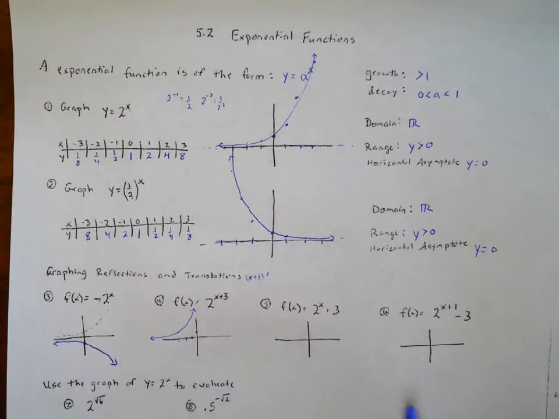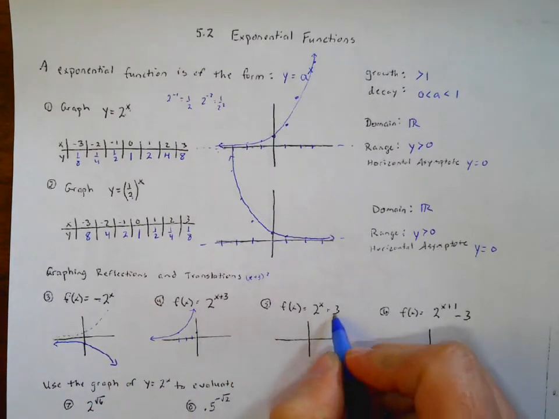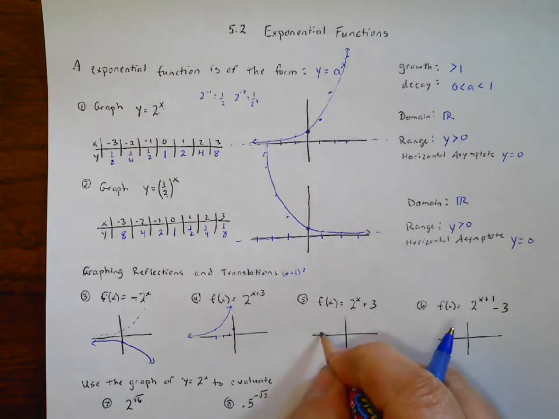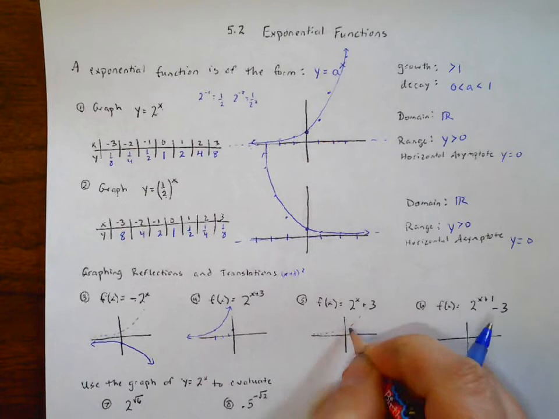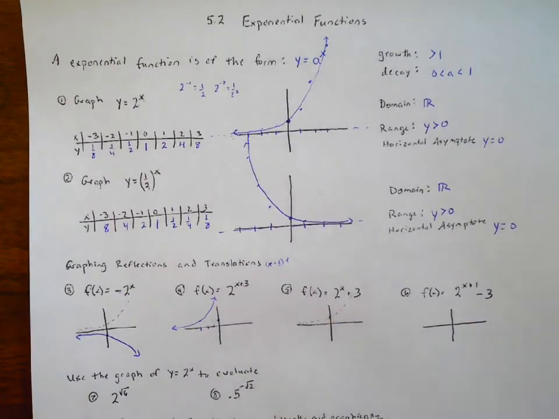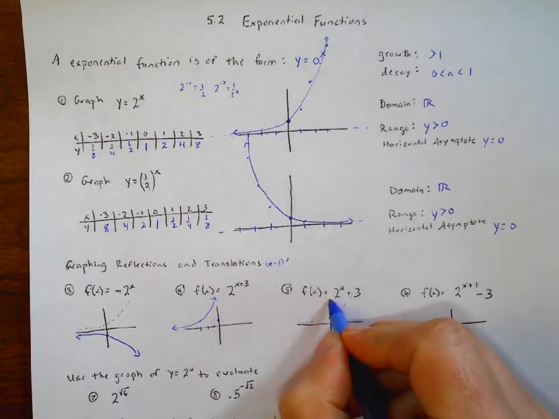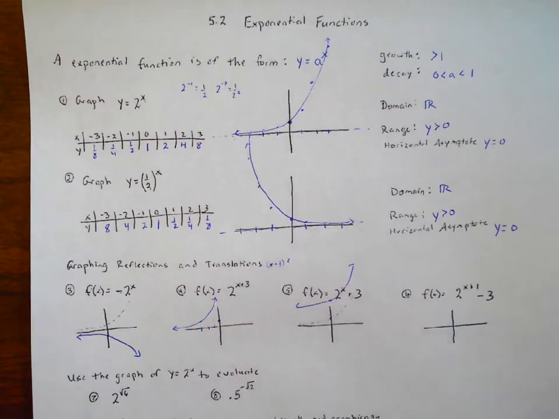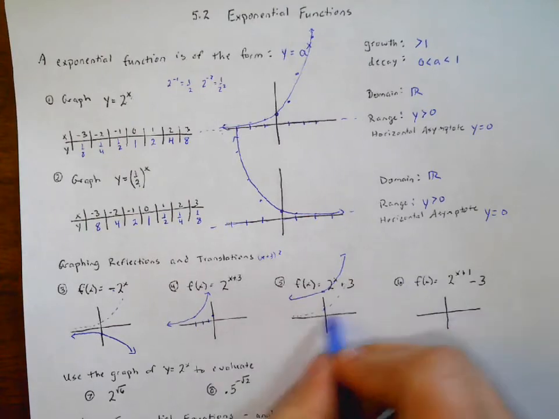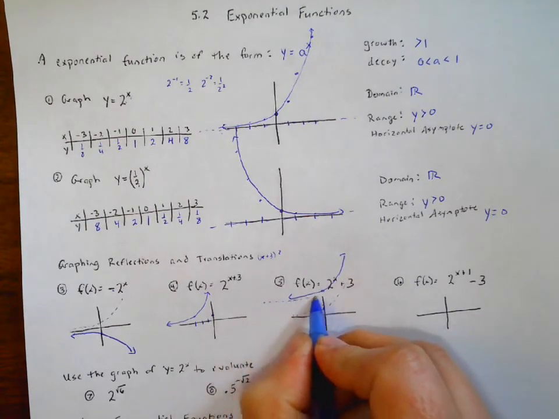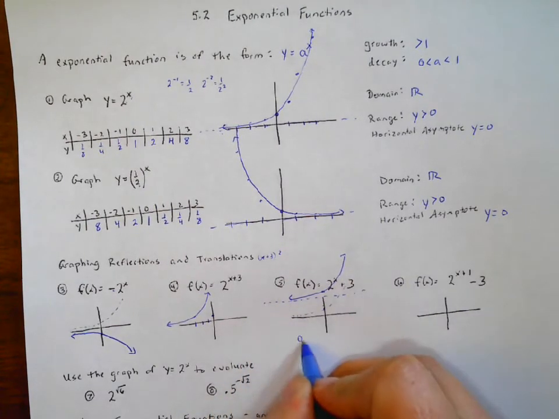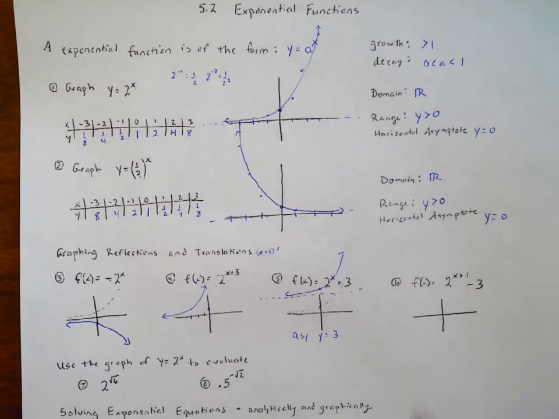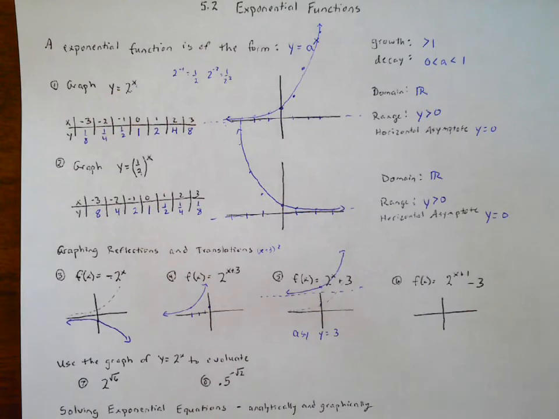Shifts to the left. If it's plus 3 here, thinking about the original graph, 2 to the x goes through at 1 there, right? So it'll go up 3, 4. So it's going to shift here. Now my asymptote is no longer at 0, but it's at 3. So it shifts our asymptote up there as well.